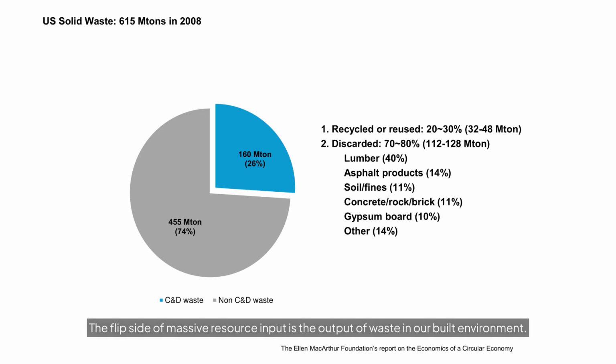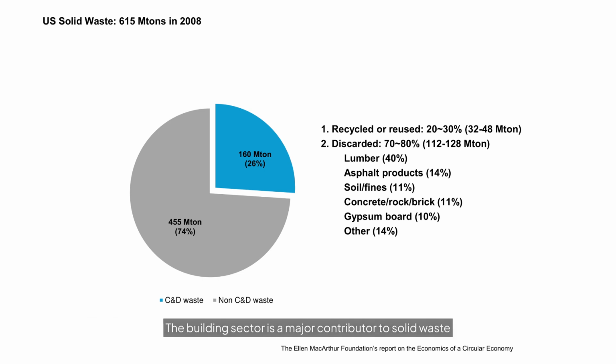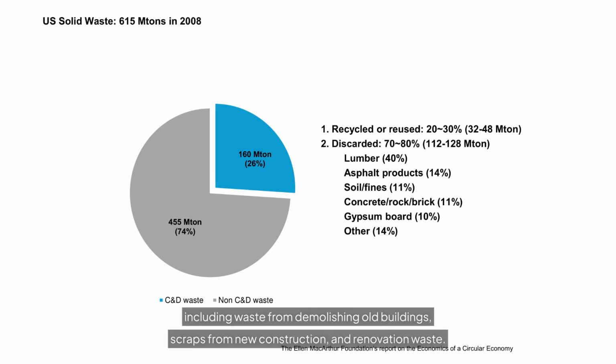The flip side of massive resource input is the output of waste in our built environment. The building sector is a major contributor to solid waste from construction and demolition activities. For example, in the United States, around 615 million tons of solid waste were generated in 2008. 160 million tons, or 26% of the total solid waste, comes from construction and demolition (C&D) waste, including waste from demolishing old buildings, scraps from new construction, and renovation waste.